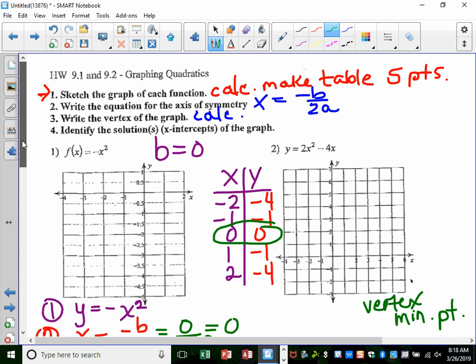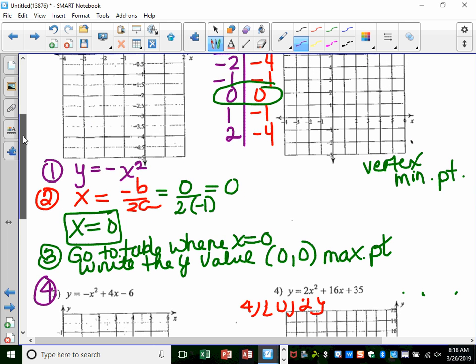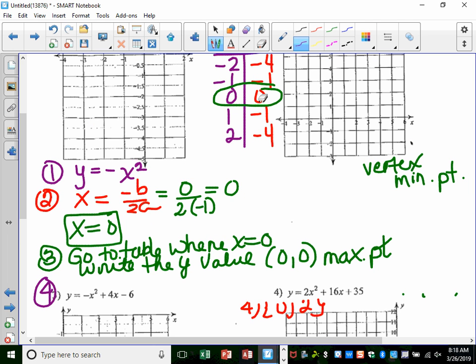All right, and then the last thing it asks for is the solutions, which are your x-intercepts. The x-intercept is also going to be 0, because that vertex is sitting right at the origin. So it's only touching the x-axis one time.